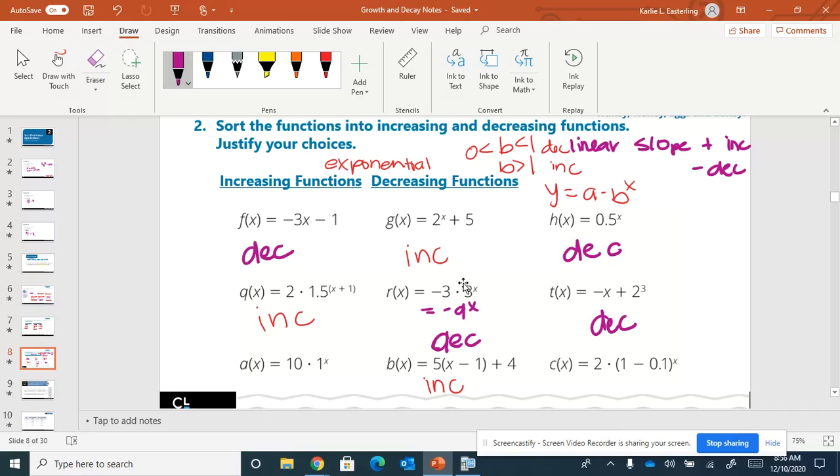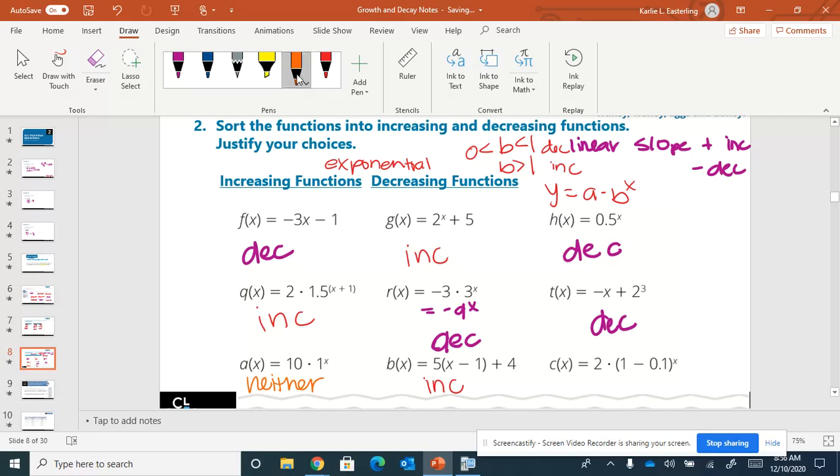All right, so now let's look at a of x, and that is 10 times 1 to the x. And because we are at 1, and whenever we're looking at our b values, b1 is never included. So this one is actually neither. And let me explain that here in a second.